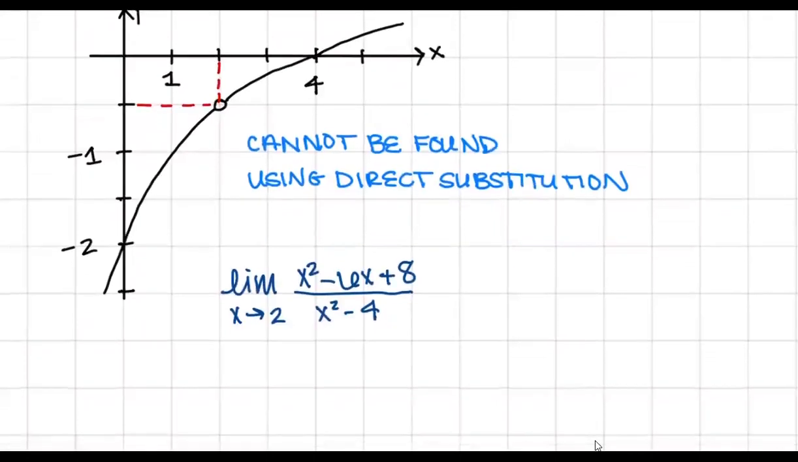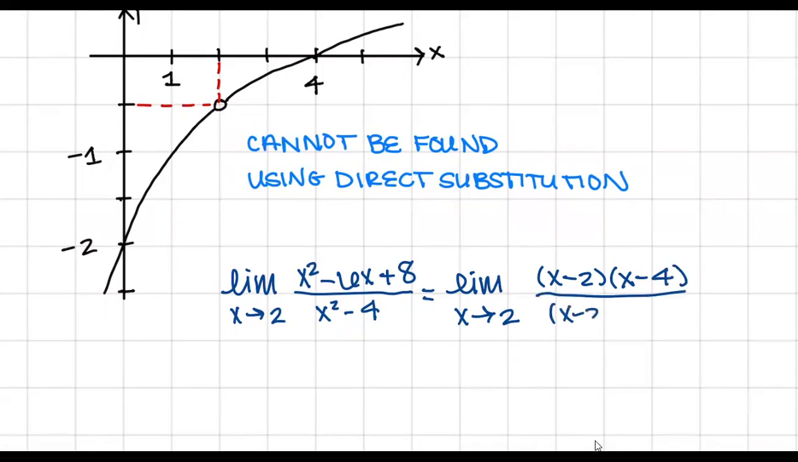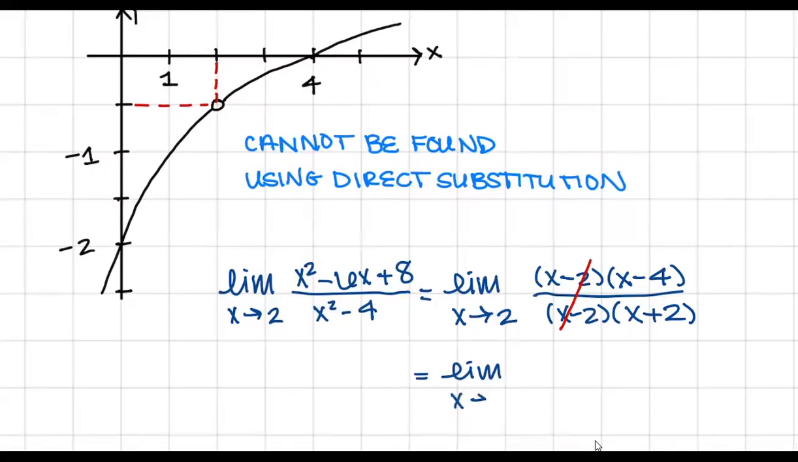And that's going to be the same as the limit as x approaches 2 of the numerator factored, which becomes x minus 2 times x minus 4, over the denominator factored, which is x minus 2 times x plus 2. And here it's easy to see that we can just go ahead and cancel out x minus 2 because we have one copy in the numerator and we have one copy in the denominator. Now our limit is a lot easier to manage because we don't have a divide by 0 error.